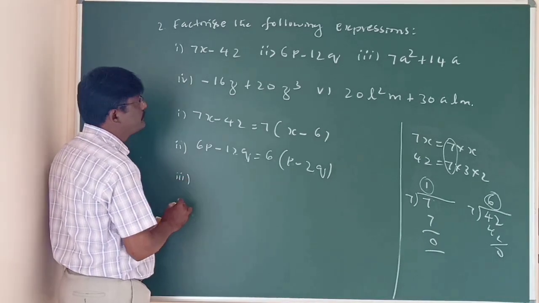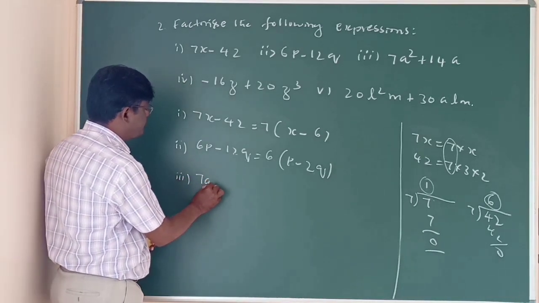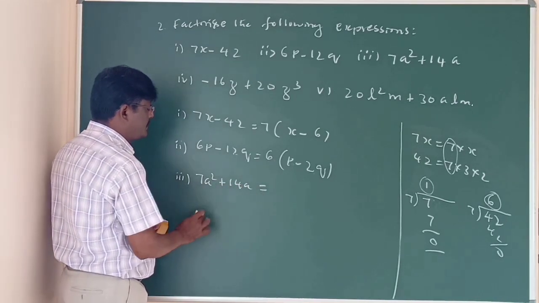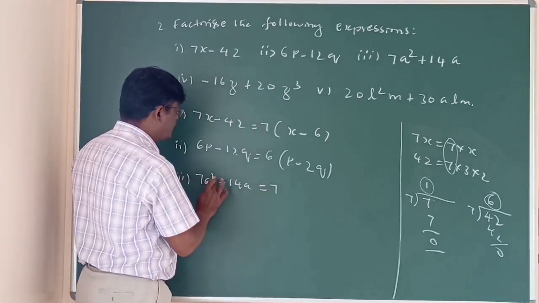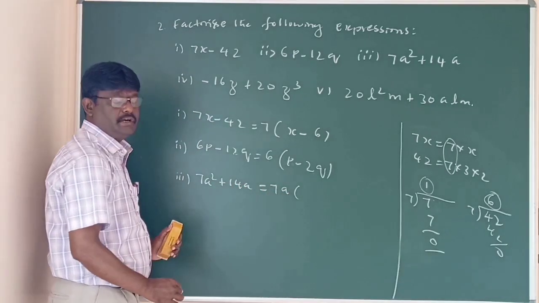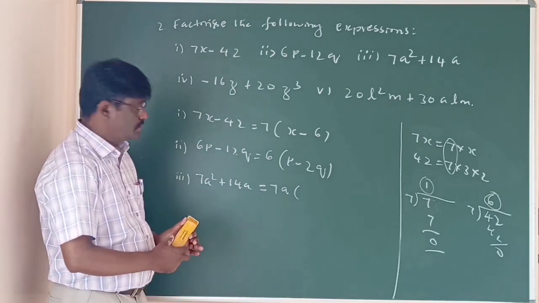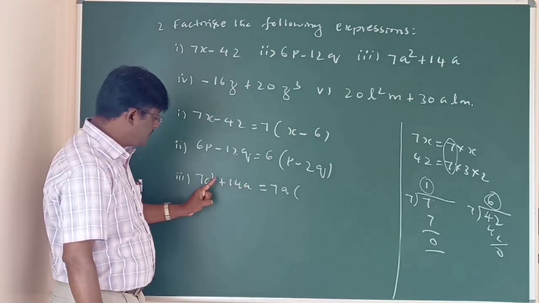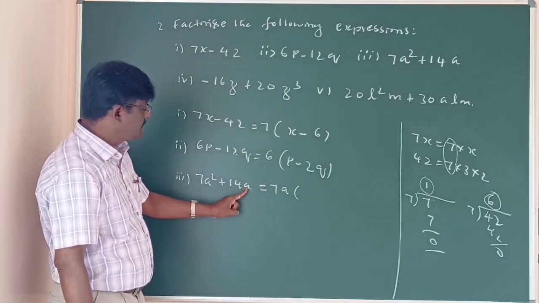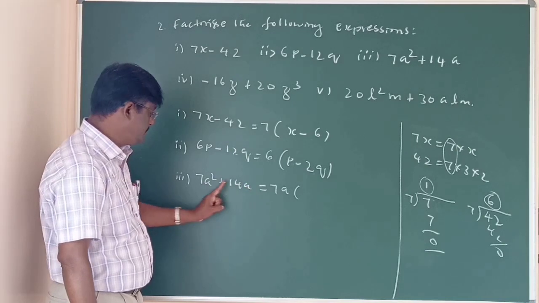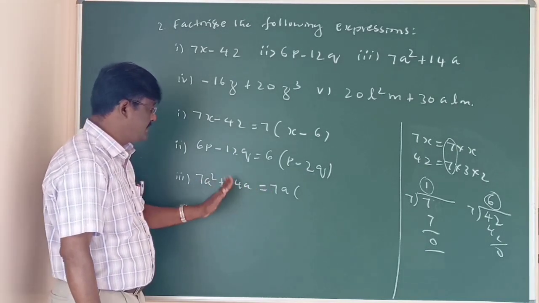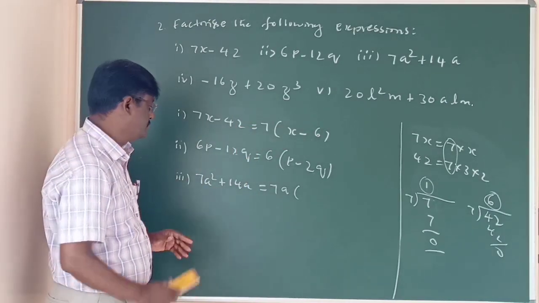Look at one more. 7a square plus 14a. What is the common? 7. What about a square and a? a is common. Is a square common? No. Why? a square contains a, but a does not have a square. So that's why in these two, a is common. 7 and 14, 7 is common. Any doubt? Just try.